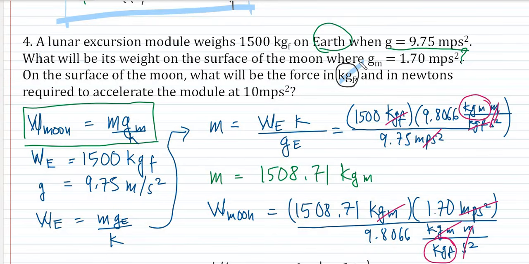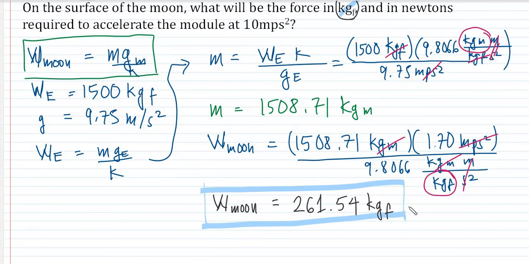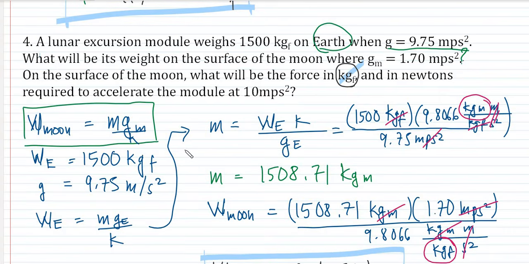Okay, so the next question is, what would be the equivalent of this kilogram force in newtons? So this is already our answer there, and for that, we have to apply a conversion. Okay, so we already answered this one: what will be the weight on the surface of the moon in kilogram force? So this is supposed to be in the next question, the highlight. On the surface of the moon, what will be the force in kilogram force and in newtons required to accelerate the module at 10 meters per second square?